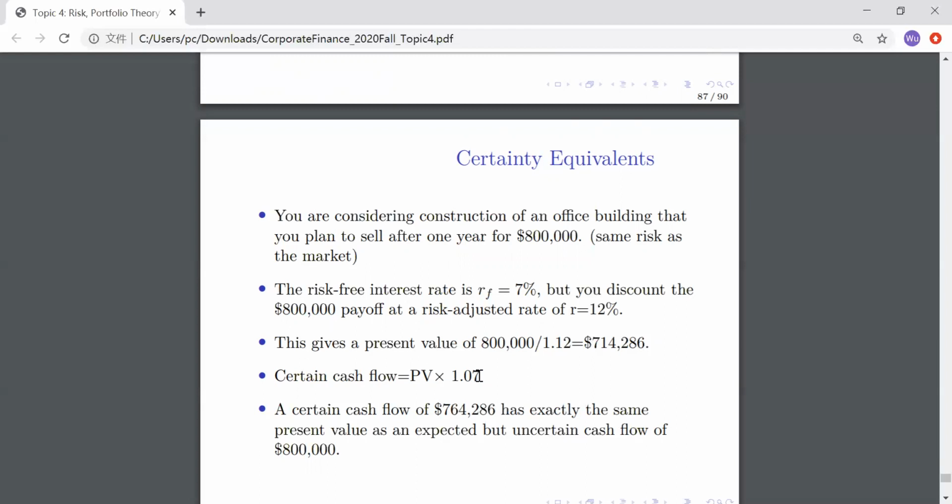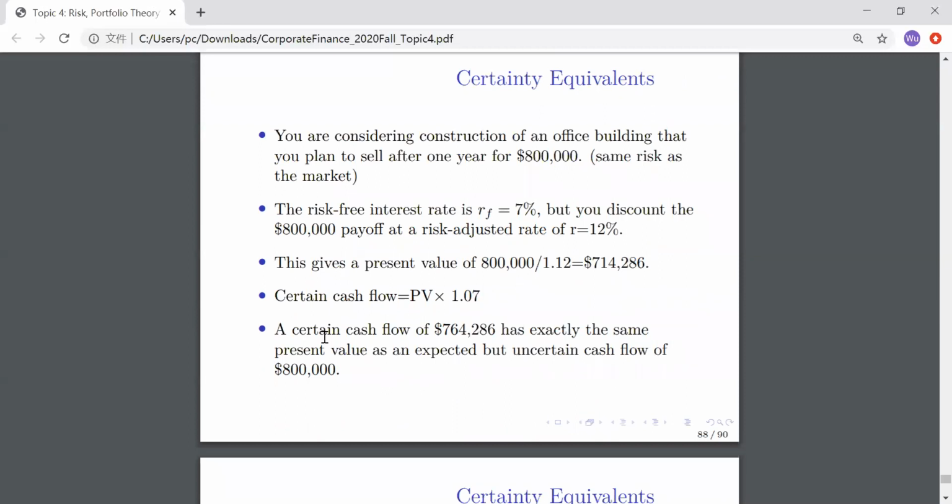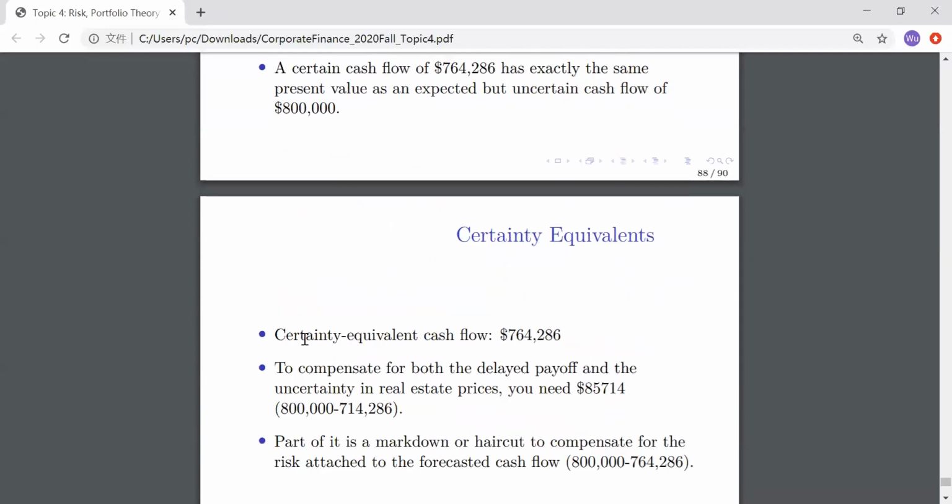If you use a risk-adjusted discount rate, the cash flow you are discounting is uncertain, right? The alternative way is to use a risk-free discount rate to discount a cash flow that is the certainty equivalent of a risky cash flow. That is the idea. So a certain cash flow of this number has exactly the same present value as the uncertain cash flow. So now this number is the certainty equivalent cash flow.